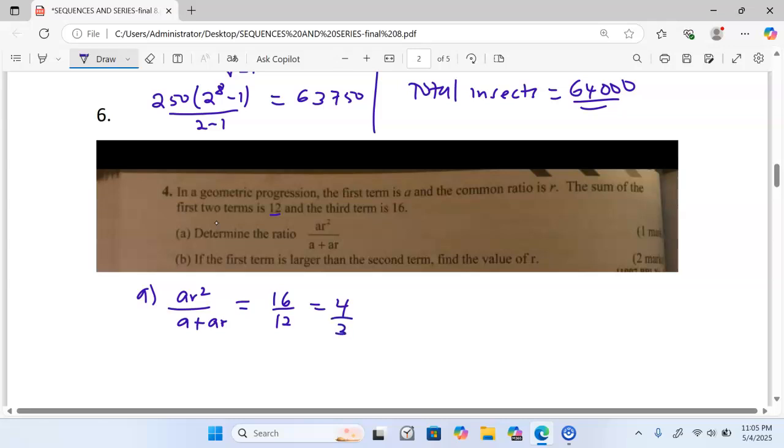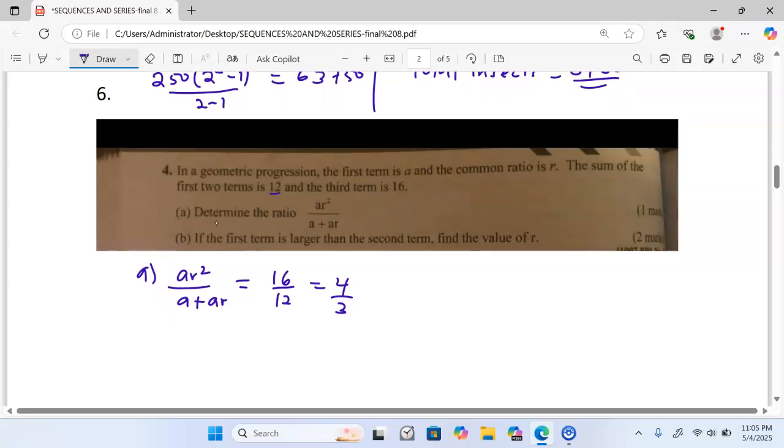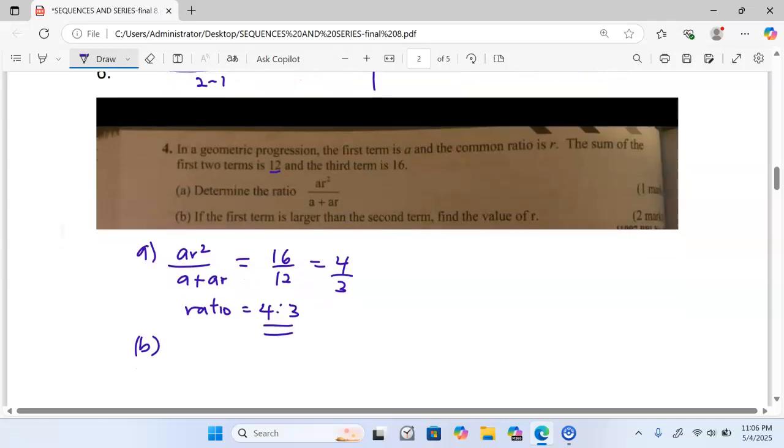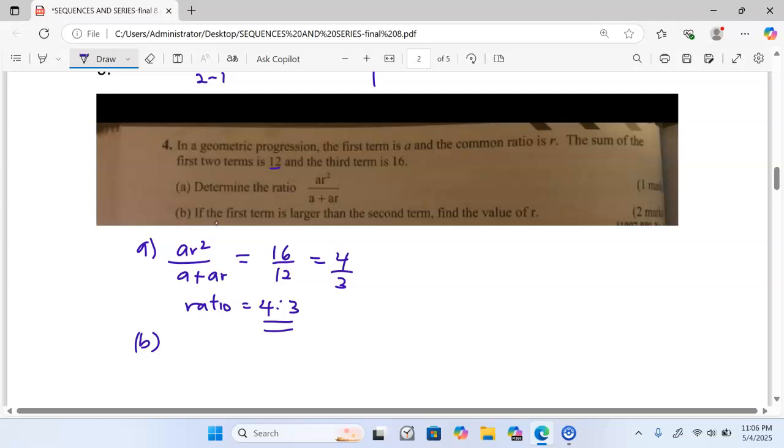If you divide by the common factor of 16 and 12, which is 4, you are going to get 4 over 3, and therefore the ratio is going to be equal to 4 to 3. Having gotten that, we can now move to part B, which says if the first term is larger than the second term, find the value of r.